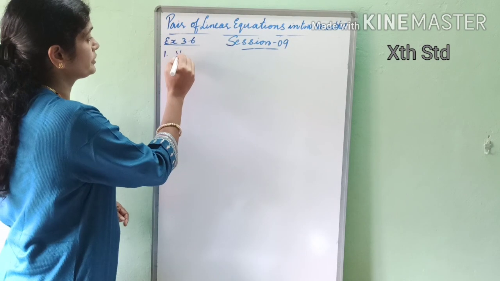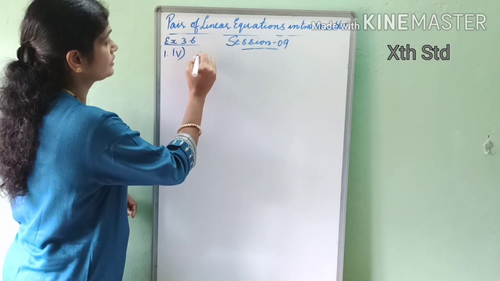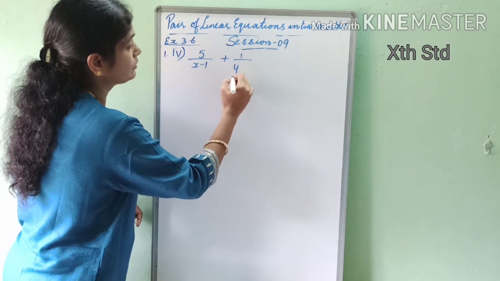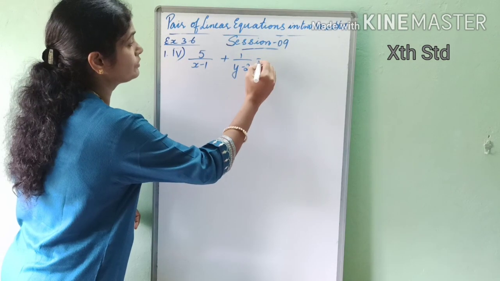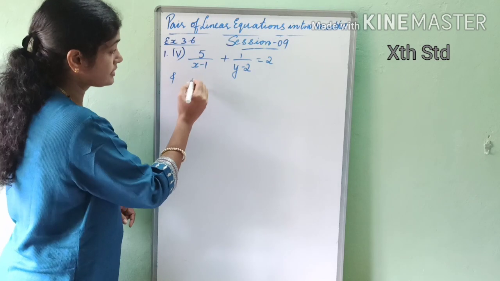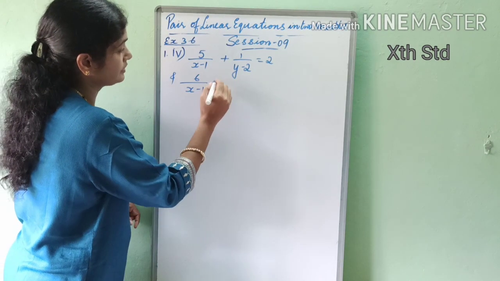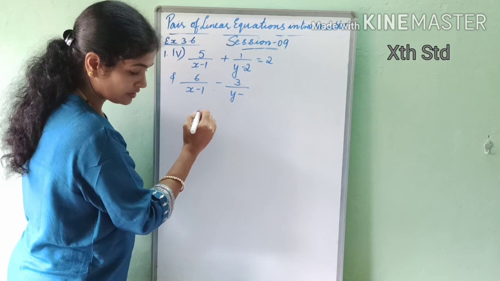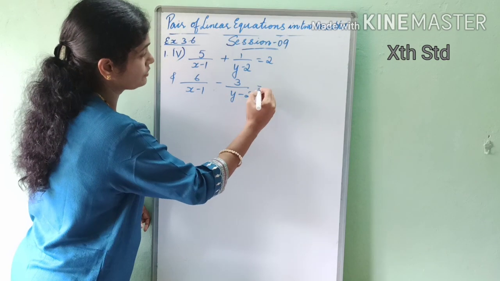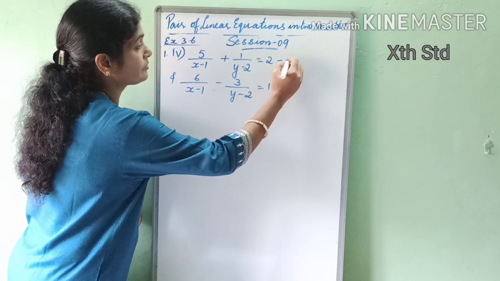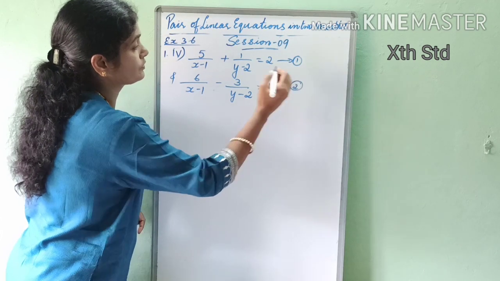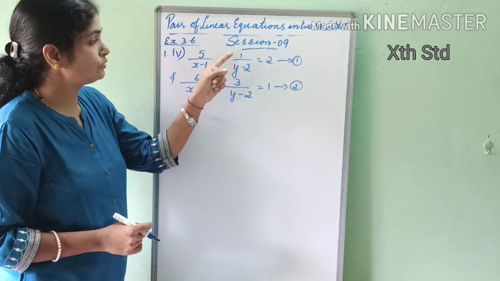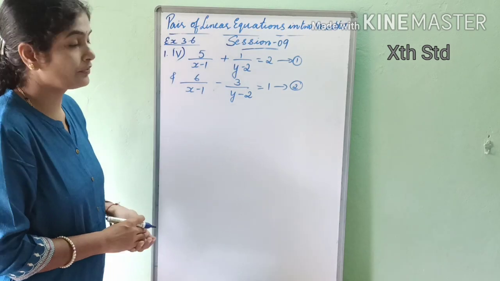Moving to the fourth bit of it. The question is 5 by x minus 1 plus 1 by y minus 2 is equal to 2 and 6 by x minus 1 minus 3 by y minus 2 is equal to 1, right? So let this be equation 1 and this is equation 2. So what can we substitute? We can put 1 by x minus 1 as u, 1 by y minus 2 as v, right?